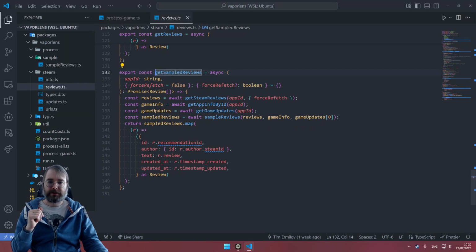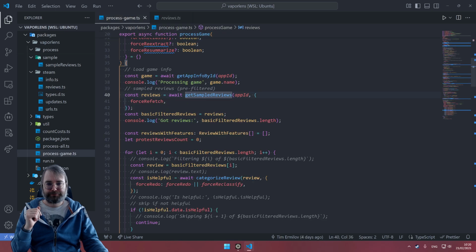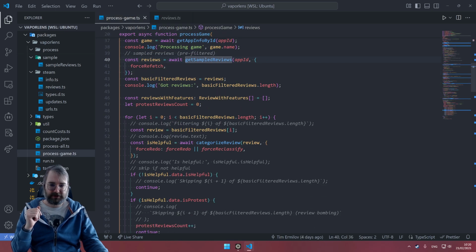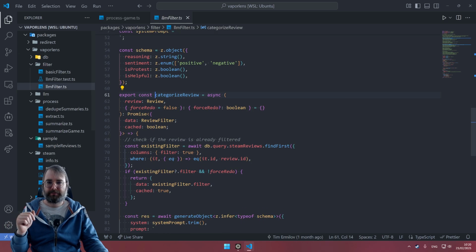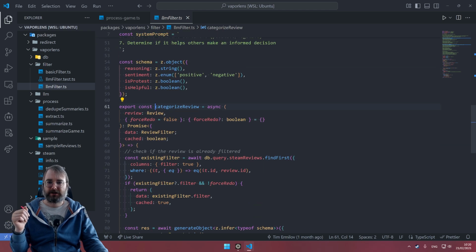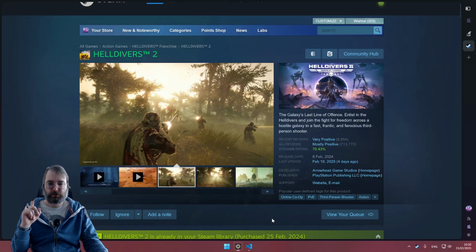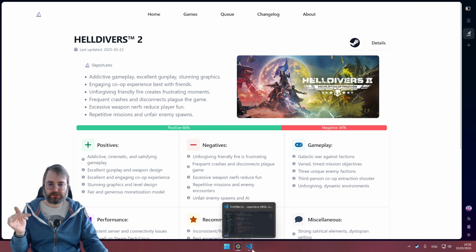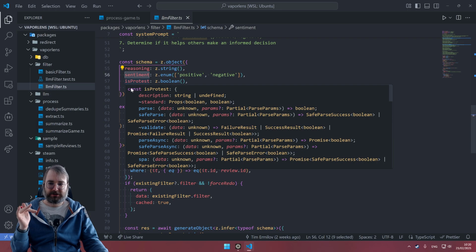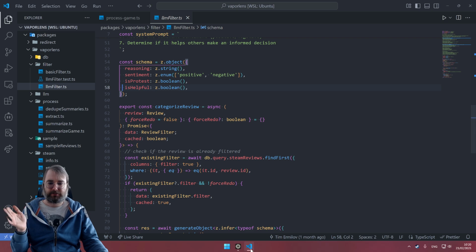So once we sample that and return them, what we do next is filter. There is the Categorizer, again LLM based, fairly straightforward, that determines the sentiment. This is what is shown over here on the page. So this is basically the review sentiments, right? We can see which ones were negative, which ones were positive. It determines, is it helpful? And it determines, is it protest?